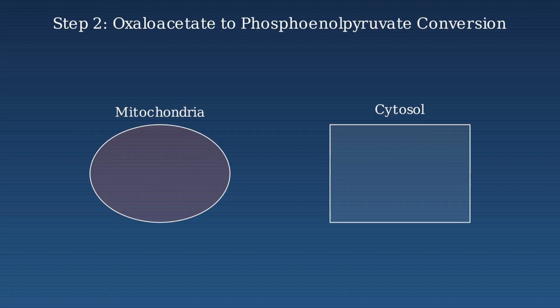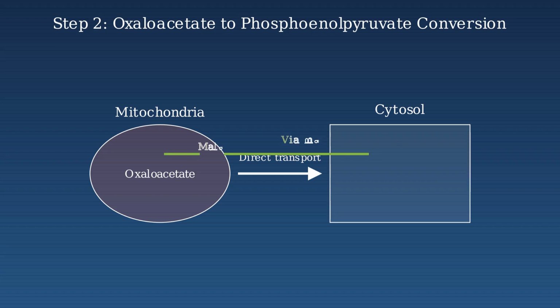The second step of gluconeogenesis involves transporting oxaloacetate from the mitochondria to the cytosol. Oxaloacetate is produced in the mitochondria during the first step of gluconeogenesis. Since oxaloacetate cannot easily cross the mitochondrial membrane, it can be transported by 2 main pathways. It can either be transported directly in some cases, or more commonly, it is first converted to malate, which can freely cross the membrane. Once in the cytosol, oxaloacetate is ready for conversion to phosphoenolpyruvate.